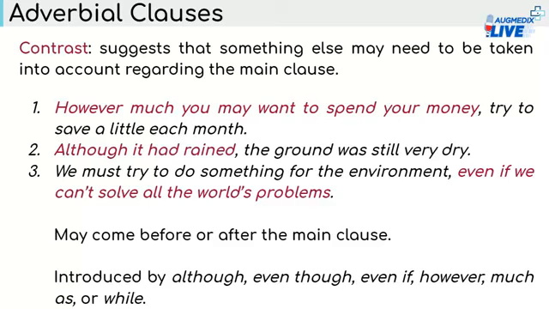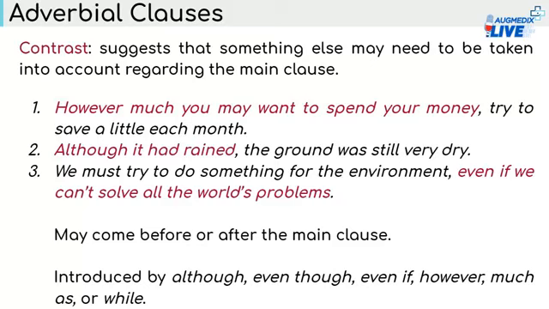However much you may want to spend your money, try to save a little each month. Although it had rained, the ground was still very dry. We must try to do something for the environment, even if we can't solve all the world's problems. You see? In each of these sentences, there is a point of contrast. So you need to save a little each month, even if you're not earning much. That's the main idea in the first example.